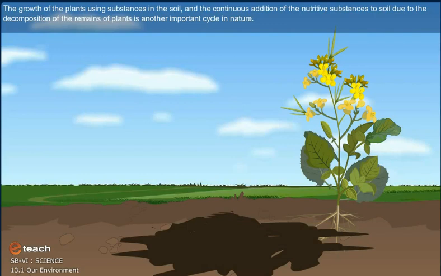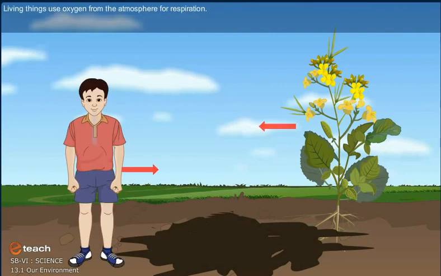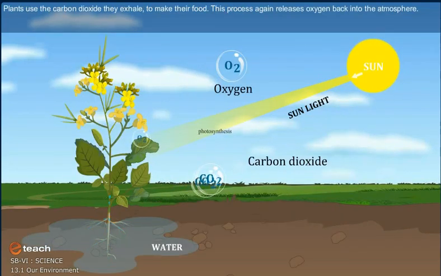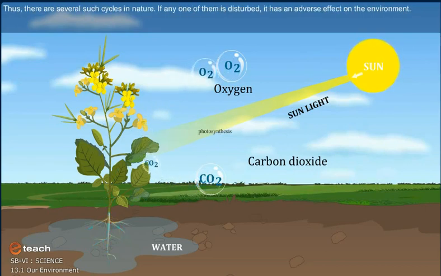The growth of the plants using substances in the soil and the continuous addition of nutritive substances to the soil due to the decomposition of the remains of plants is another important cycle in nature. Living things use oxygen from the atmosphere for respiration. Plants use the carbon dioxide they exhale to make their food. This process again releases the oxygen back into the atmosphere. Thus, there are several such cycles in nature.